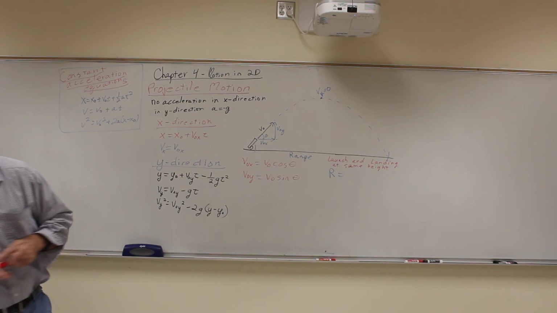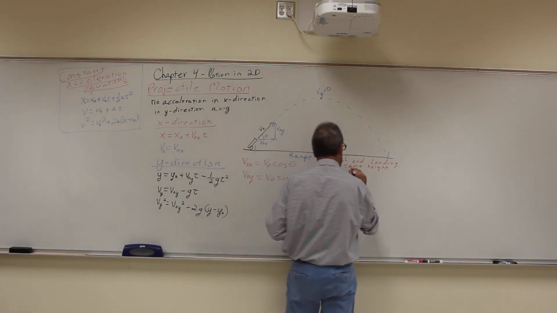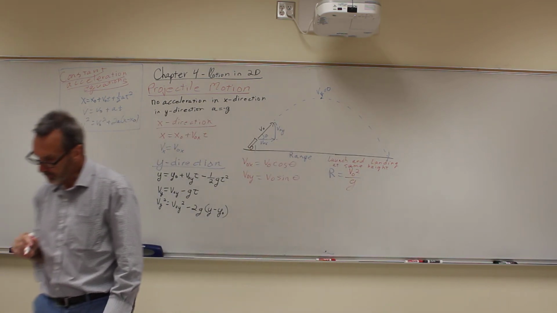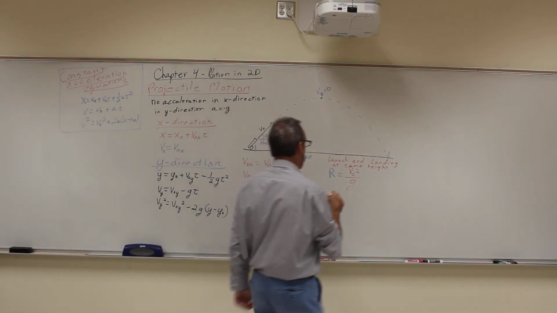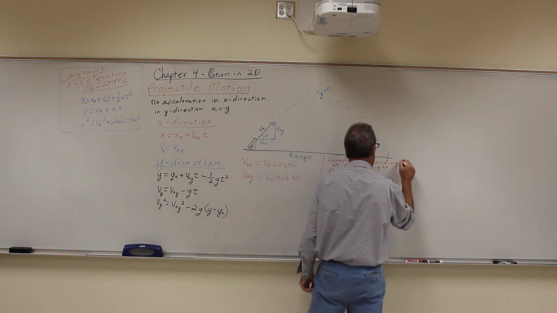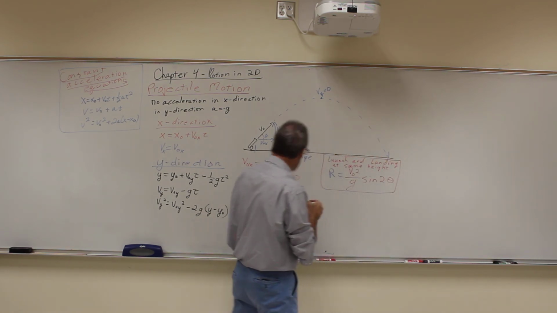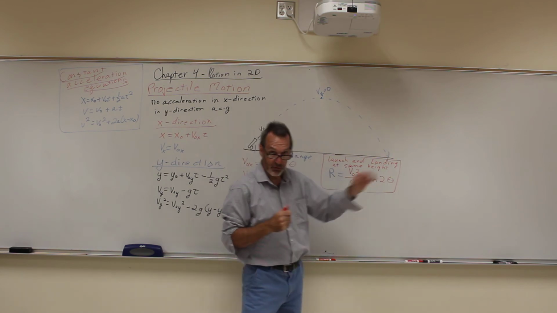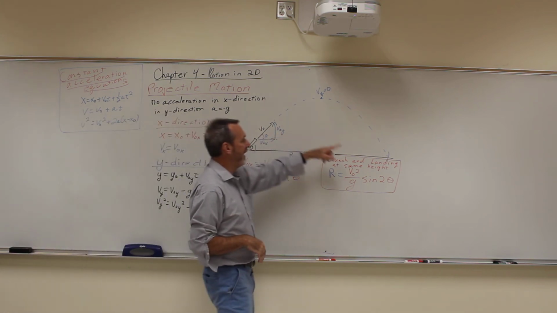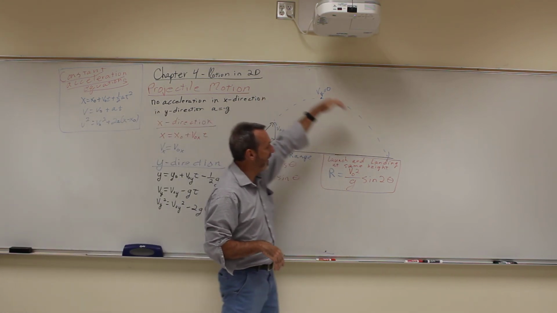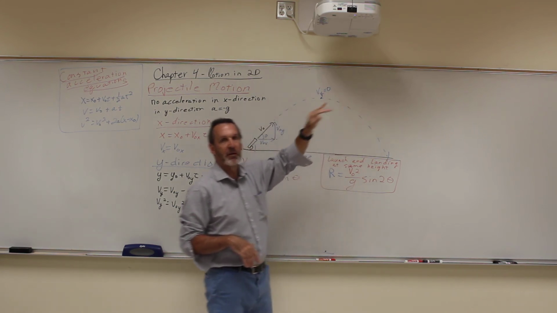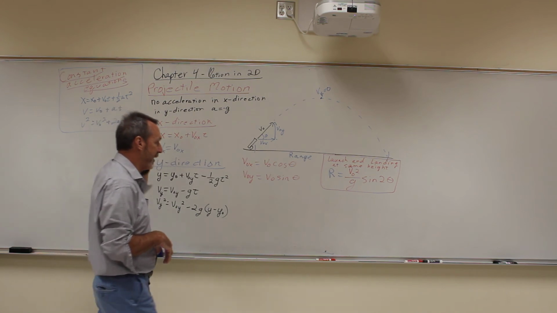And what you get is that the range is equal to v naught squared over g times sine of 2 theta. All right, this is the specific range equation. That tells how far it goes in the x direction, but that only works, again, if it launches and lands at the same height. If you're up here on the top of a cliff and you throw it down, you can't use this equation. Or vice versa, if you're throwing it up to the top of a hill or something, you can't use that equation. They have to land at the same height.